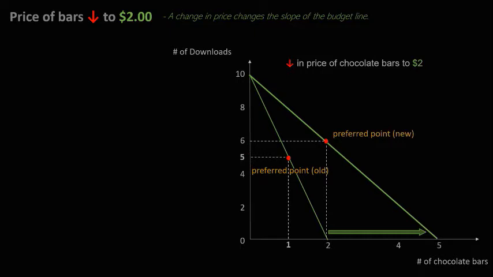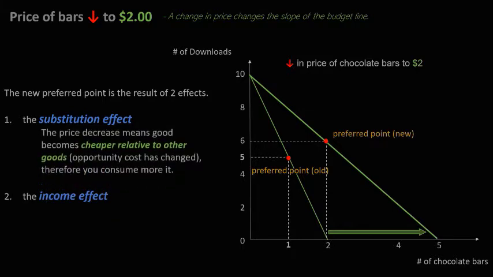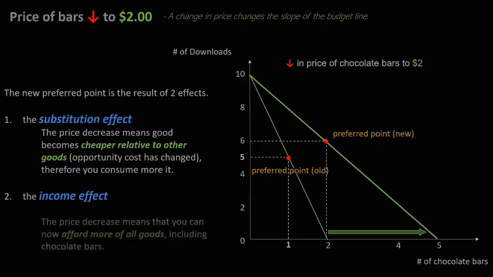Now this change, this new preferred point, is impacted by 2 effects. There's a substitution effect and there's an income effect. Let's look at the substitution effect. The decrease in the price means that one good becomes relatively cheaper than the other good. In this case, it's chocolate bars. Therefore, we shift our consumption, or substitute our consumption, towards the cheaper good. So this means we're going to buy more chocolate bars.